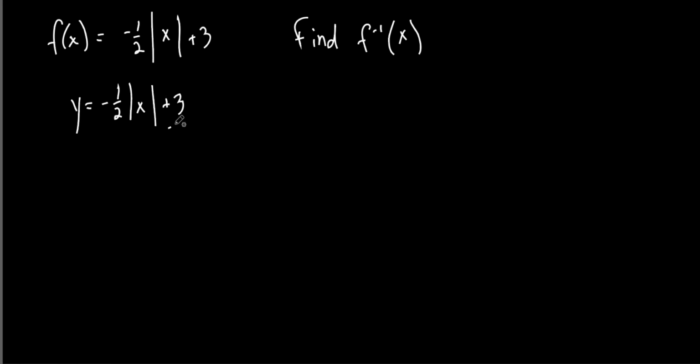Subtract a 3. Thank you. Subtract a 3. So I get y minus 3 equals negative 1/2 times the absolute value of x.